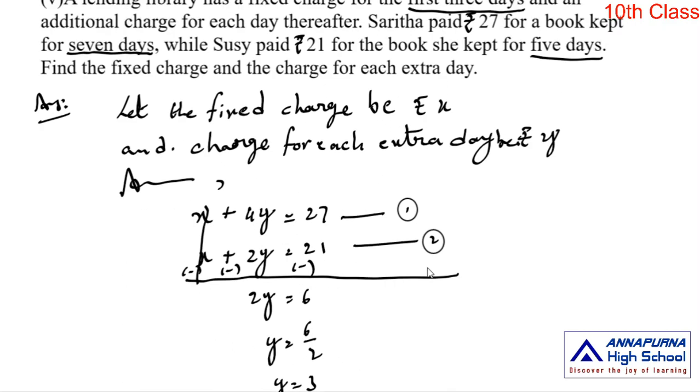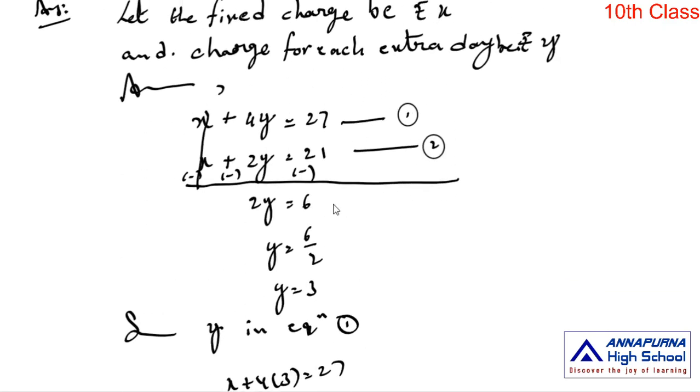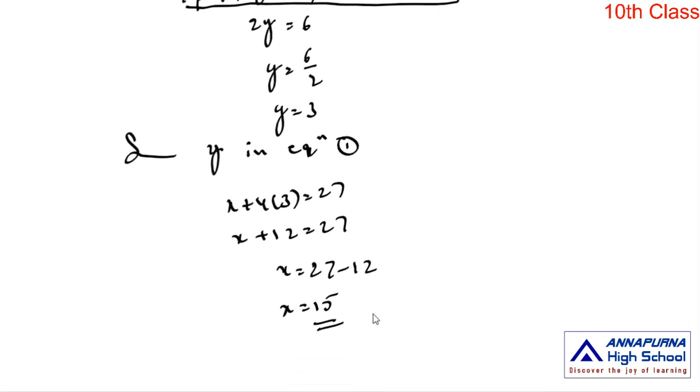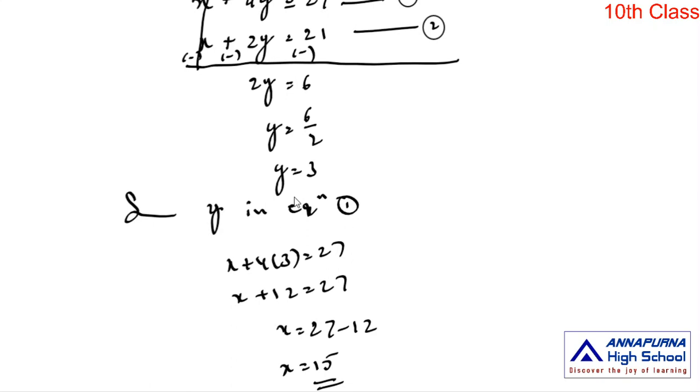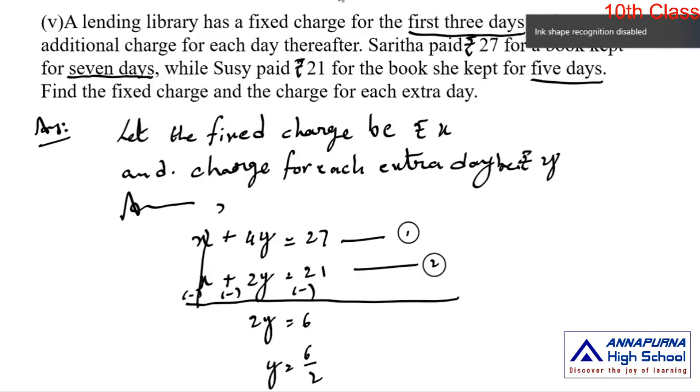So x means it is a fixed charge, and y means it is a charge for each extra day. So hence the fixed charge is 15 rupees and the charge for each extra day is 3 rupees. So this is exercise 3.4. Let's come to exercise 3.5.